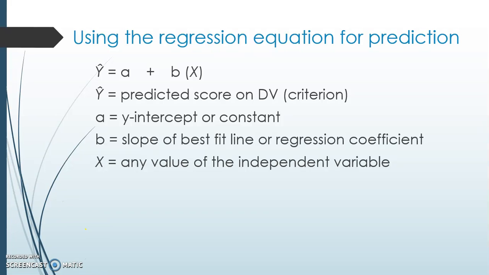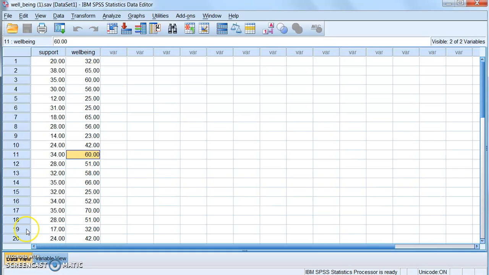Next I'm going to switch over to SPSS and take a look at the data set. Here we can see that we have two variables. We have a support variable, which again is our independent variable, and well-being, which is our dependent or criterion variable.